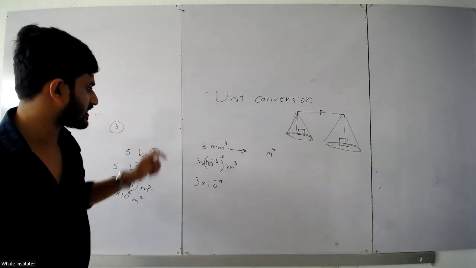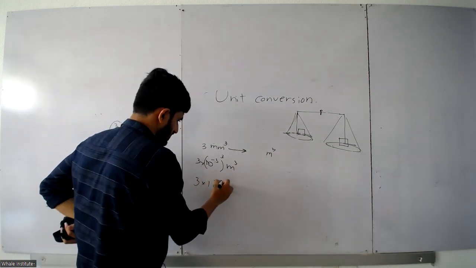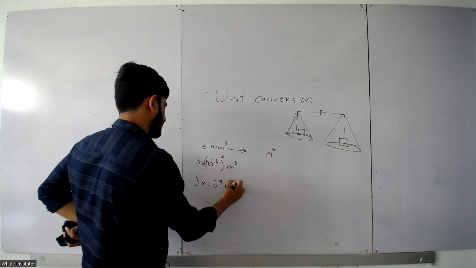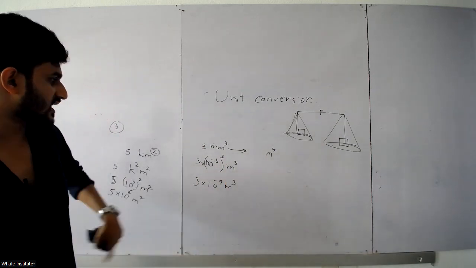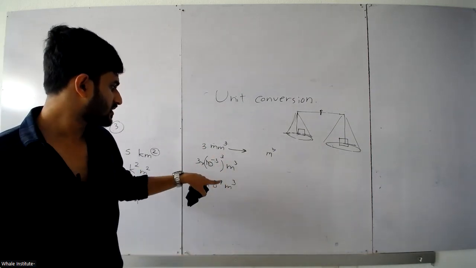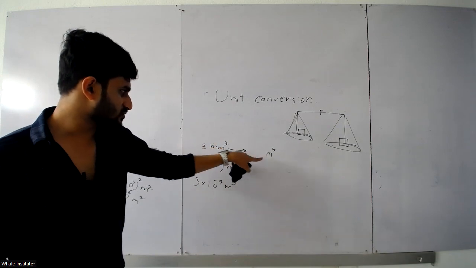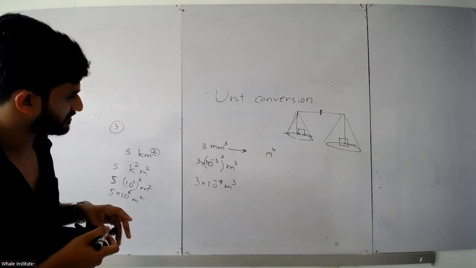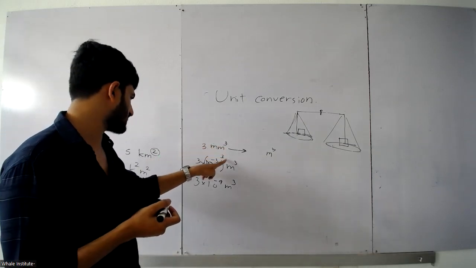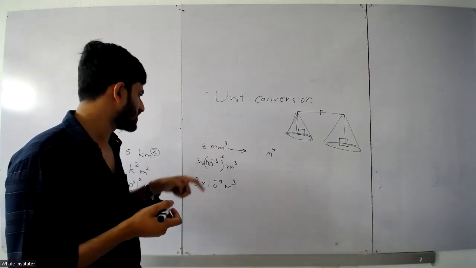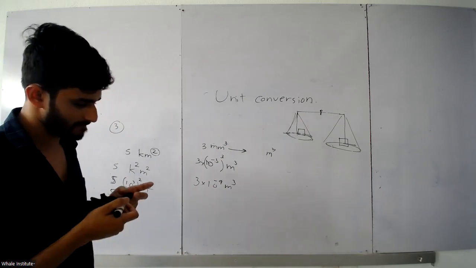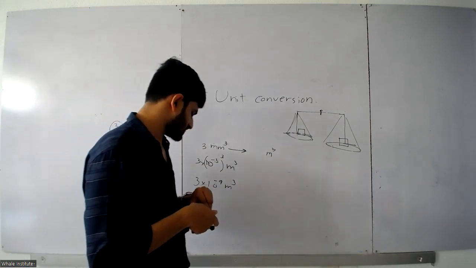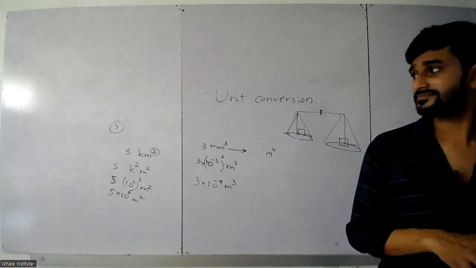Power එකක් power එකක් වෙනකොට ගන්න ඕනේ product එක. 3 into 10 to the power minus 9 cubic meters. That's how you are converting cubic millimeters to cubic meters. මේ millimeter කියන එකටත් cube එක තියෙනවා කියන එක ගොඩක් අය අමතක කරනවා. Cubic meters කියන එක විතරක් දාගෙන යනවා. එහෙම කරන්න එපා. හරි. ඒ තමයි unit conversion එකේදී අපේ steps.